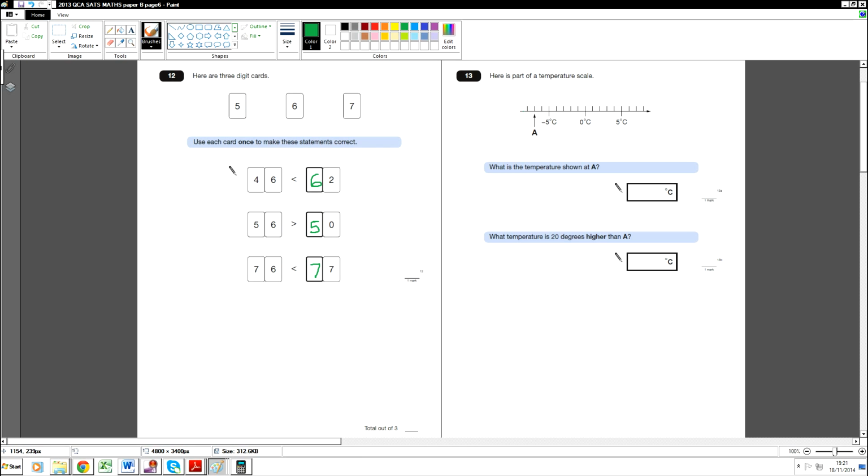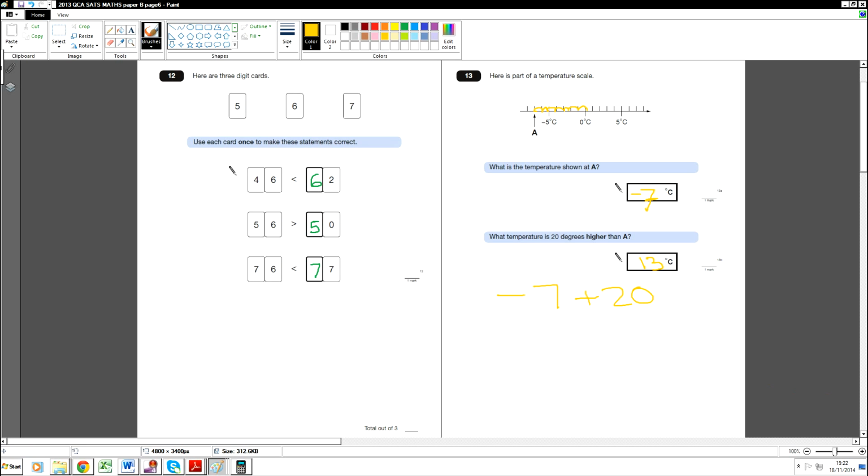Okay, question number 13. Here's a part of a temperature scale. What is the temperature shown at A? Hang on a second. Let's have a look at how you work this out. So 0, minus 1, minus 2, minus 3, minus 4, minus 5, minus 6, minus 7 degrees centigrade. Minus 7. What temperature is 20 degrees higher than A? So let's have a look. Minus 7 plus 20. Put that into your calculator, and that gives us an answer of 13. Well done. 13 degrees centigrade is the answer.